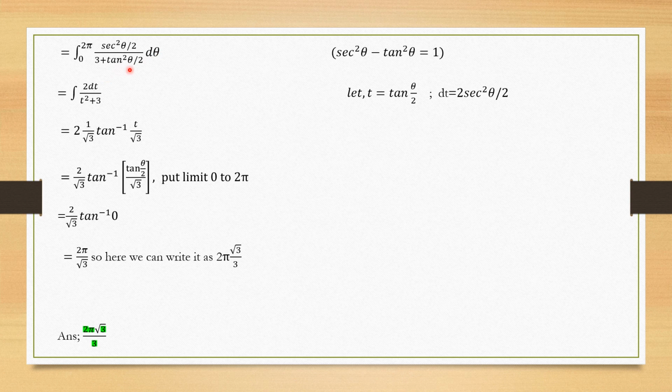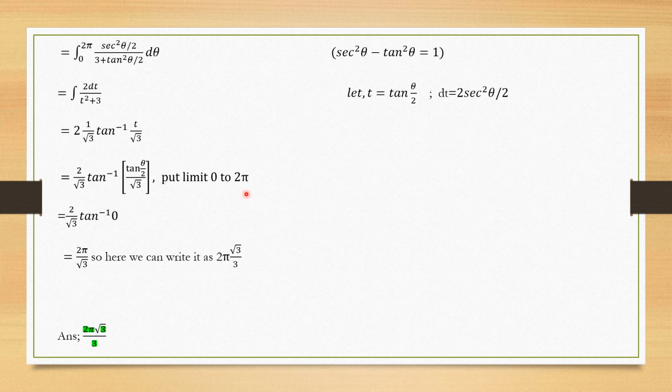Again take tan(θ/2) as t. We can find this relation, that is integration of 2 dt/(t² + 3). So this is in the form 1/(t² + a²). And again we know the formula, integration of 1/(t² + a²) is equal to 1/a tan⁻¹(t/a). So by solving it, we can find 2 into 1/√3 tan⁻¹(t/√3). Again, putting the t value, we can find that 2/√3 tan⁻¹(tan(θ/2)/√3).